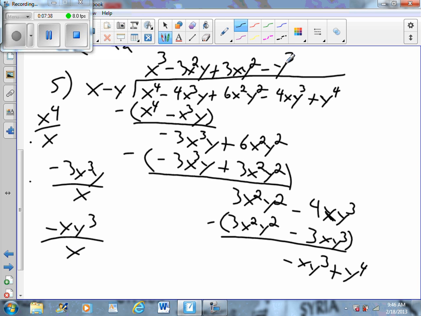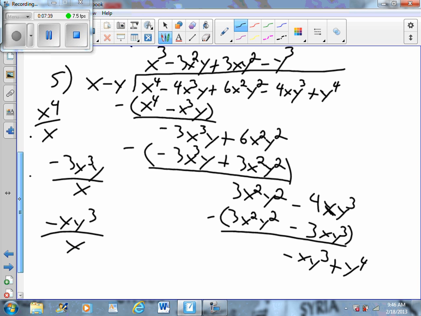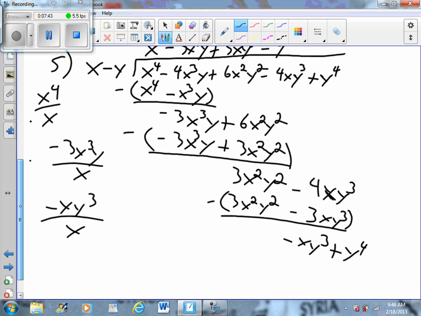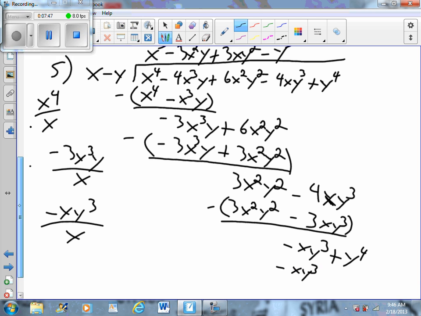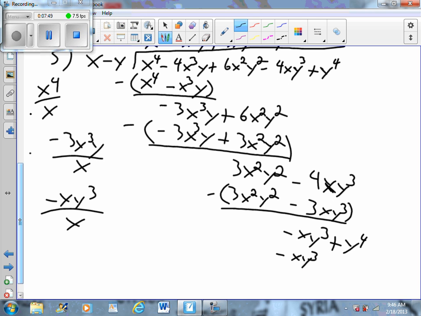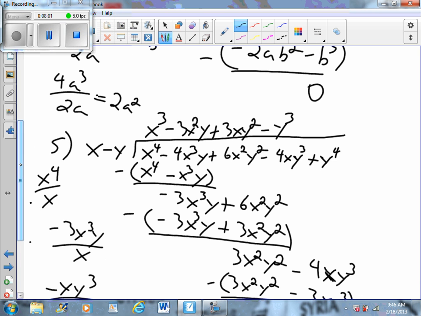Okay. So, negative y to the third times x, negative xy to the third. And then a negative y to the third times a negative y. Negative times a negative is a what? Positive. And I like this problem too because there's no remainder. You know? So that's it. So that makes this my answer. Okay? That's my answer here.